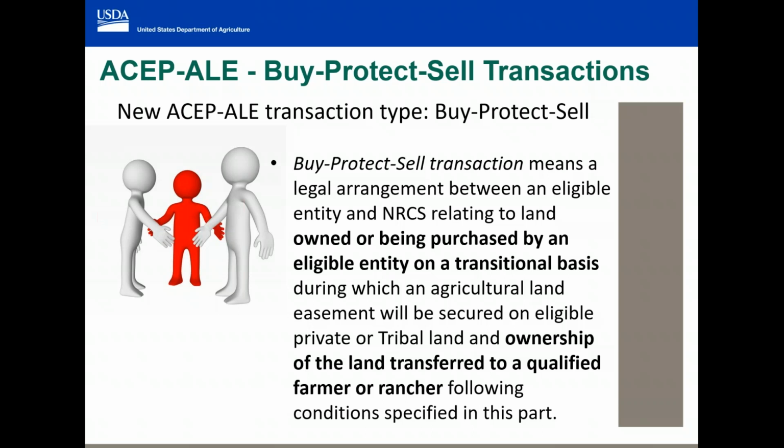The definition has been provided in the interim rule, and that's what's shown here: a legal arrangement between an eligible entity and NRCS on land that's owned or being purchased by an eligible entity on a transitional basis. So one of the significant features of these transactions is that the eligible entity sits in an owner position at the point at which we enter into either the agreement or the contract to provide funds for the purchase of an easement on this particular parcel. During the entity's ownership of that land, an ag land easement will be secured, and then the ownership of that land transferred to a qualified farmer or rancher.